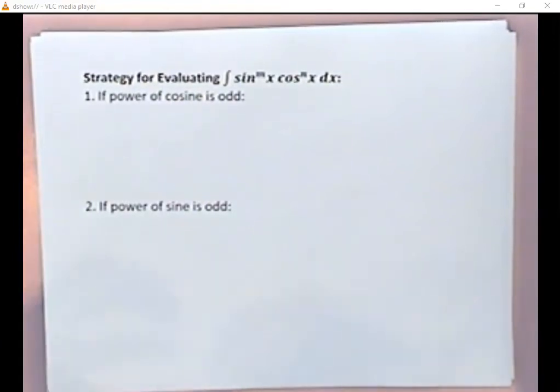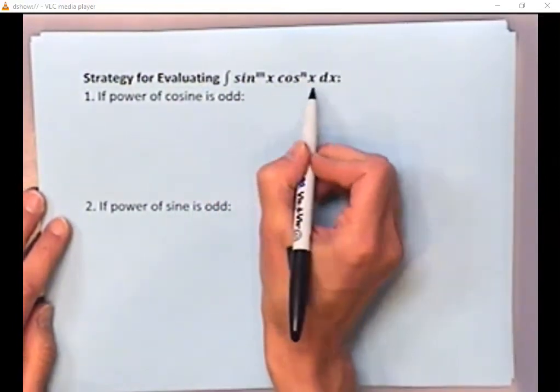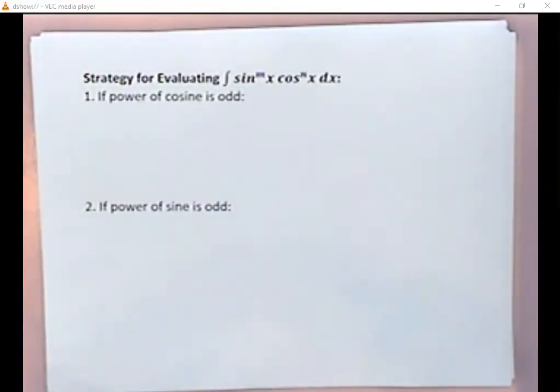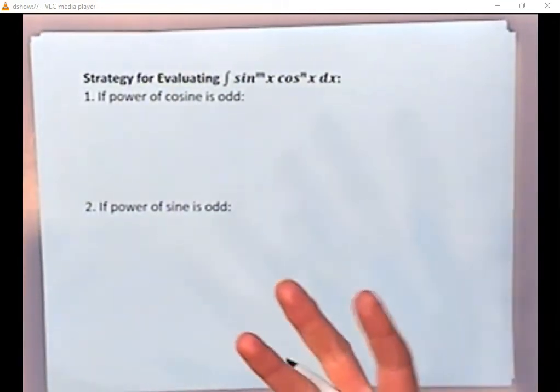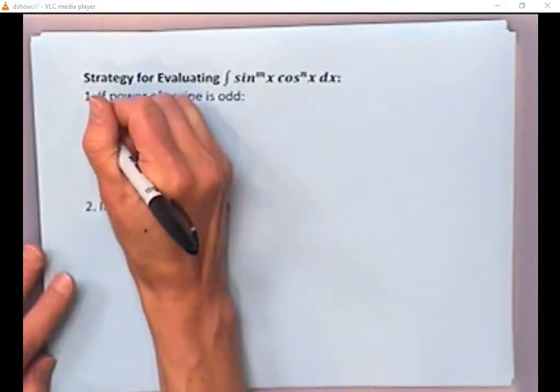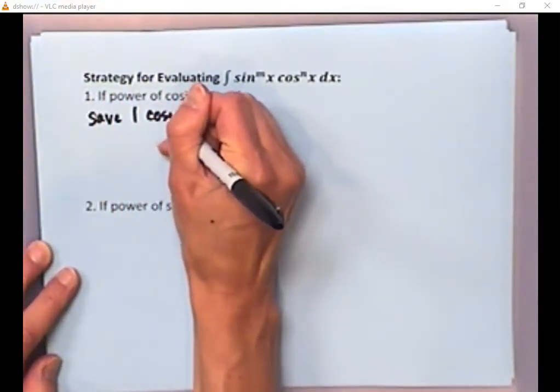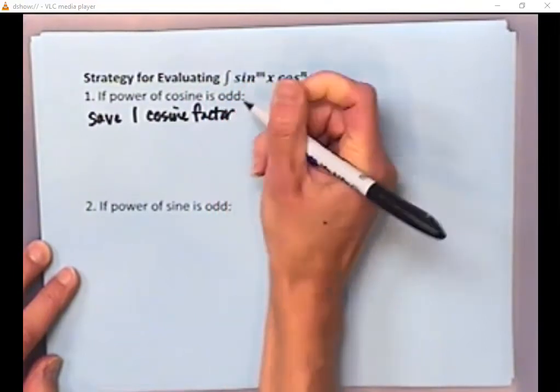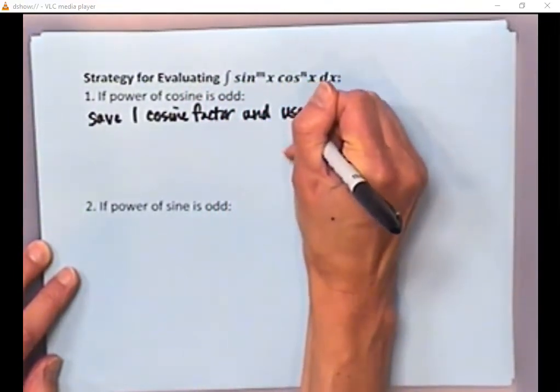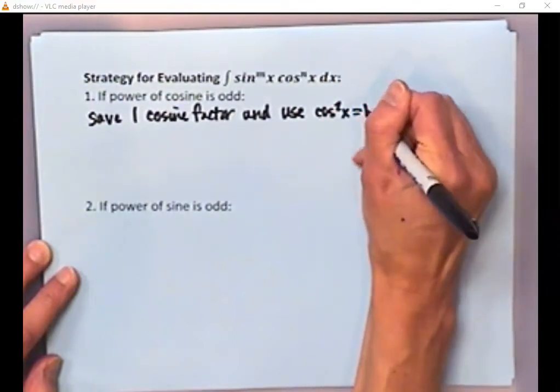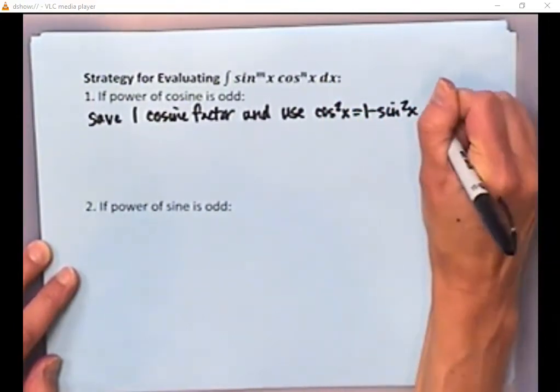So I'm just going to write some of the strategies we use so you can jot those down. When you're evaluating sines times cosines and you have these powers on them, sine to the m, cosine to the n, here are some strategies to use. If the power of cosine is odd, so not the other one, but cosine is, that would be the one you would separate out and use cosine to be your du. So we would save one cosine factor. I'll write it out here. And then use this identity to write everything else in terms of sine.